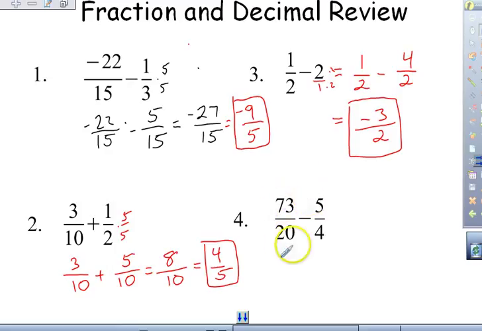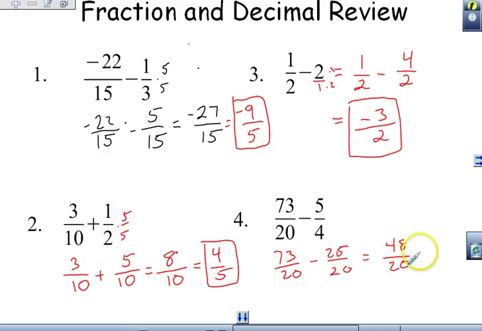And lastly, what should I multiply the second fraction by here? 5. 5 on the top will give you 25. 5 on the bottom will give 20. And we have 73 minus 25, what is that? 48 over 20. Final answer? 12 over 5. Divide top and bottom by 4. Divisible by 4. 12 over 5.